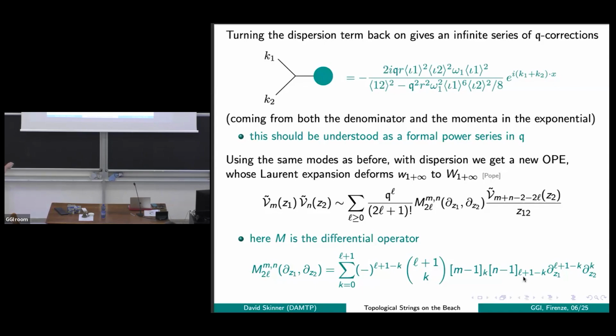If we've got an infinite series of powers in Q, I think I've dropped an overall factor of Q, but the lowest term here is essentially the algebra that we saw before. Well, it's exactly the algebra we saw before, but then there are infinitely many higher corrections. And what they're doing is deforming little W1 plus infinity that we saw before to capital W1 plus infinity.